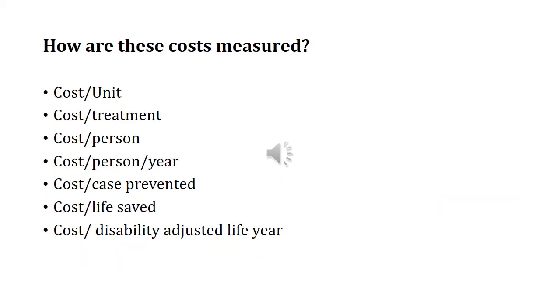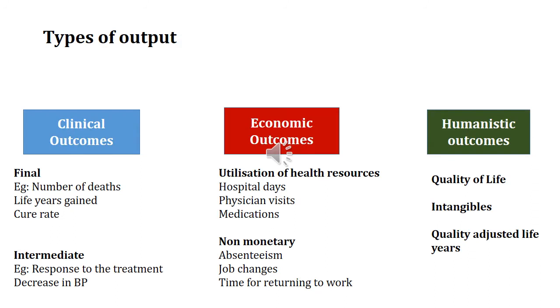So now how exactly do they measure this cost? Now cost can be measured per unit or per treatment or per person or per person year, per case prevented, per life saved, or as per disability adjusted life year. So these are all the units in which the cost is measured. So far we have seen the types of cost. Now we will understand the different types of outcomes or consequences.